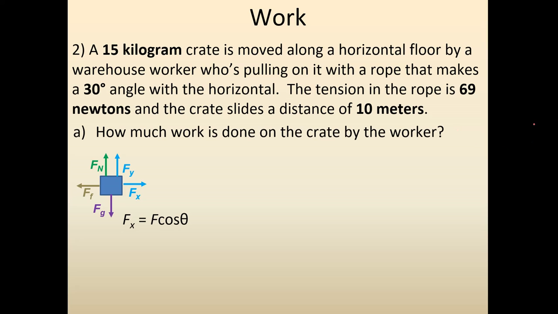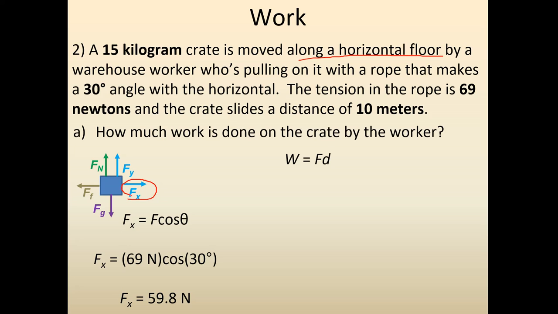They want to know the work being done by the worker. Now, the worker is applying these two forces, the vertical force and the horizontal force. The object is moving along a horizontal floor, so the force that I want to actually find is this. I'm going to do Fx equals F cosine theta, plug in 69 cosine 30, and I get 59.8 newtons. Now that I have this, I can plug it into the equation W equals Fd. I plug in the numbers 59.8 and 10, and I get 598 joules.